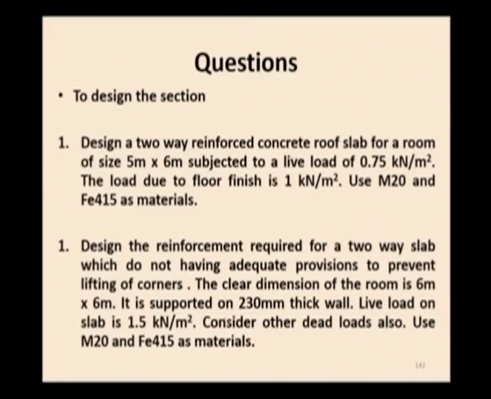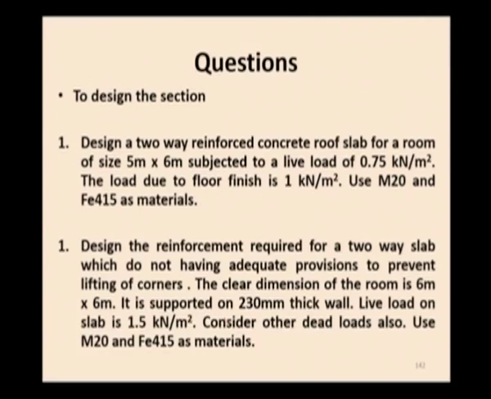Next, in connection with this lecture, the additional questions are: design a two-way reinforced concrete roof slab for a room of size 5 meter by 6 meter subjected to a live load of 0.75 kilonewton per meter square. Here this is for a residential building, supporting a load of 0.75 kilonewton per meter square at the roof, which does not have any adequate access. The load due to the floor finish is 1 kilonewton per meter square. Use M20 and Fe415 as materials.